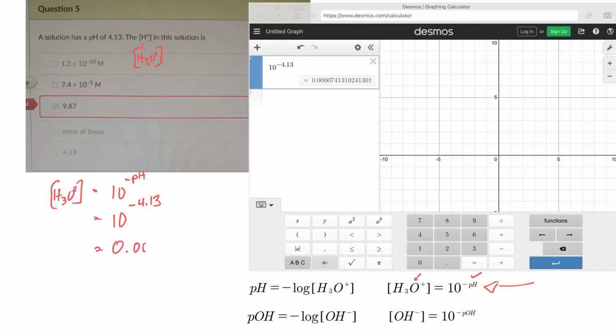0.000. Are there 4 zeros? I think so. 741310, etc. And I could rewrite that as scientific notation, 7.41310 times 10 to the minus fifth. Now, for sig figs, there's 2 decimal places in the pH, so I need to give 2 sig figs. So it'll only be 7.4 times 10 to the minus 5. I'm going with that one. Okay, good. There's that one.